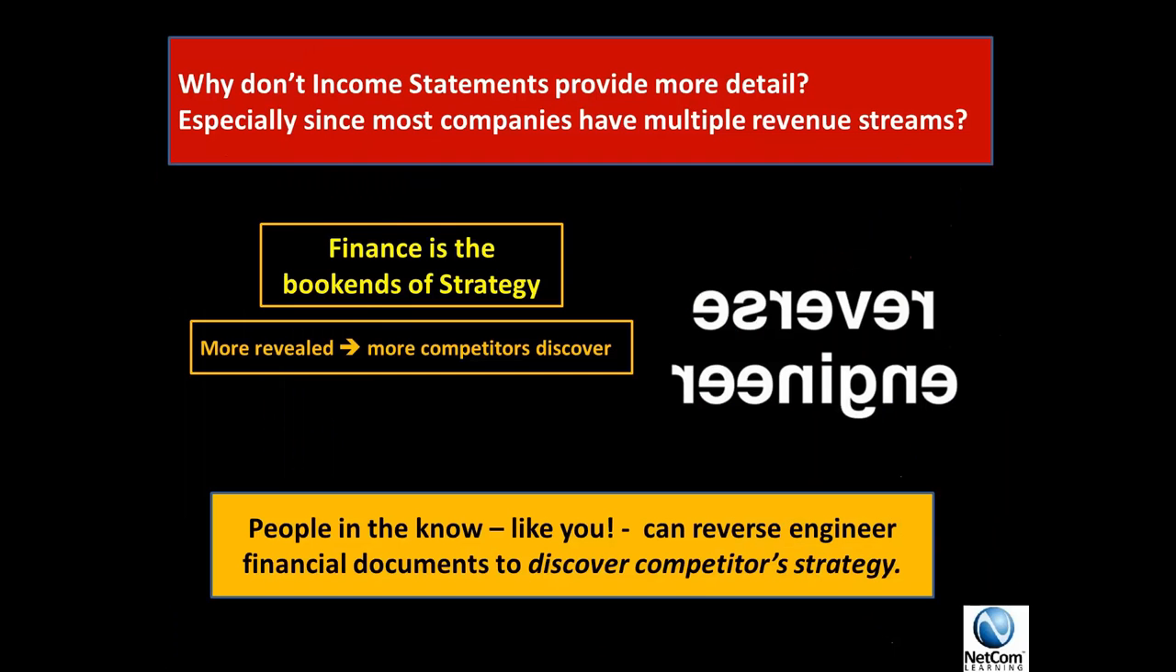Now, why don't income statements provide even more detail, especially since most companies have multiple revenue streams? Well, going back to the beginning of our webinar, we said that finance is the bookend of strategy. How are you going to pay for the strategy, and then how you're going to measure the success of that strategy. Because of that, it's very easy for people like you and I to reverse engineer financial documents and figure out a competitor's strategy. And that is why, as a public document, companies want to reveal the least amount of information that they are legally required to reveal to the public. Again, it's because people who understand finance can reverse engineer financial documents to discover a competitor's strategy.